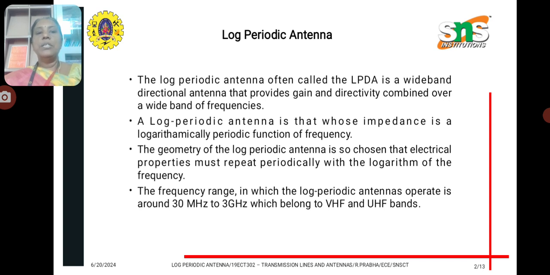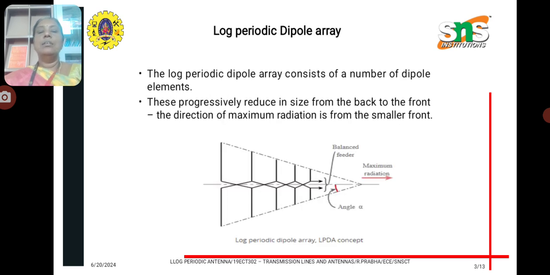And the geometry of the log periodic antenna is so chosen that its electrical properties must repeat periodically with the logarithm of the frequency. The frequency range in which log periodic antenna operates is around 30 MHz to 3 GHz, which belongs to very high frequency and ultra high frequency bands. And this is the structure of log periodic antenna.